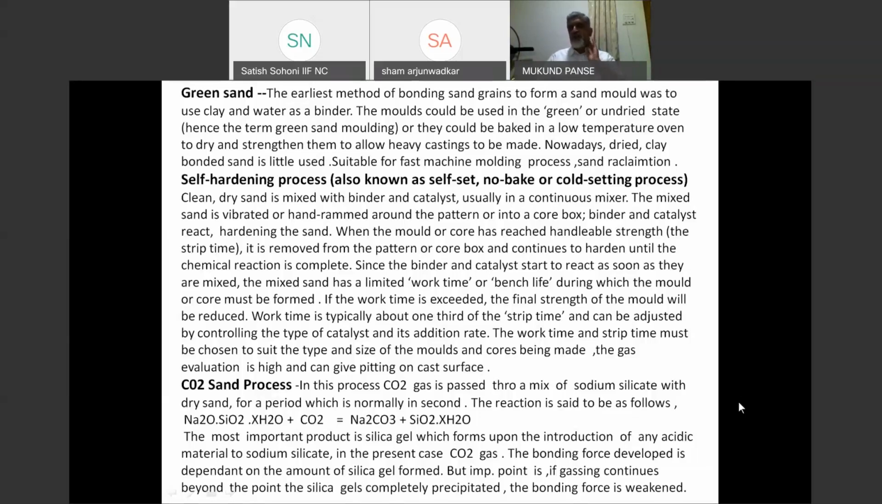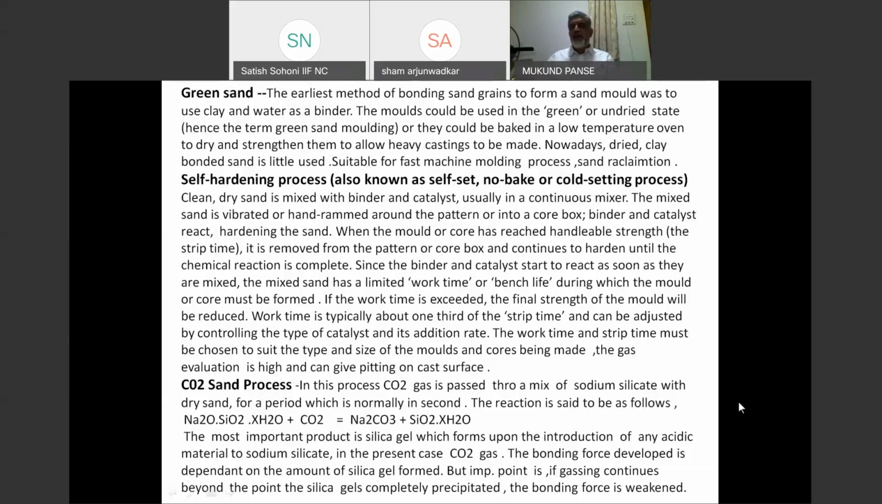As soon as you coat the sand with resin and catalyst, the reaction starts and the sand starts setting. However, you have to make the mold before the sand gets set so that you are able to ram the sand properly. This is called the work time or bench life of the Novec sand. Then again, you cannot strip the pattern immediately, as the sand has to develop sufficient strength to retain the shape. So that setting time is called strip time.